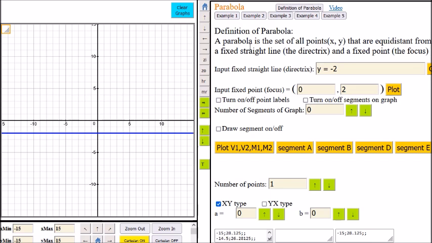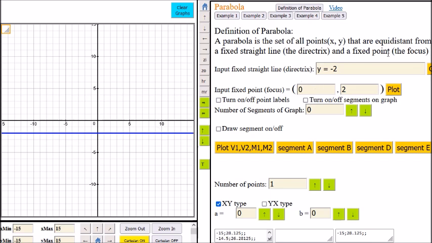So this is the definition of the parabola. A parabola is the set of all points that are equidistant from a fixed straight line, which is called the directrix, and a fixed point, which is called the focus. So what this means is this: start with any straight line like this. Let's start with this line, y equal to -2. So pick any horizontal line. In this case, we picked a horizontal line y equal to -2, and this is called the directrix.